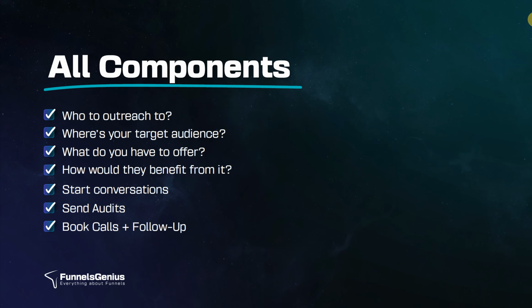Okay. So the first thing is all components involved. There's tons of them. There's how to outreach, or who to outreach to. That's the first one. The second one is where's your target audience? What do you have to offer? How would they benefit from it? How to start conversations, how to send audits, and how to book calls and follow up. So all these components, I want you guys to write those down because these are going to be the things that you want to optimize. So how do we optimize it? How do I optimize this? So basically, very, very simple.